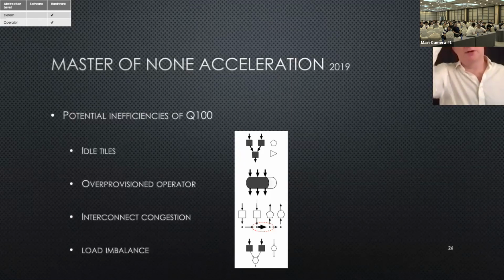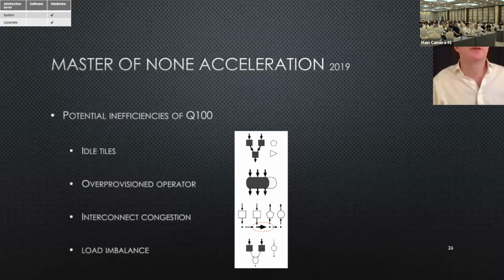A second problem might be some kind of over-provisioned operator. We may have a column stitcher that's designed to stitch 4 columns together, but we only actually have 3 columns in this particular query, so not all of the circuitry is going to useful work.